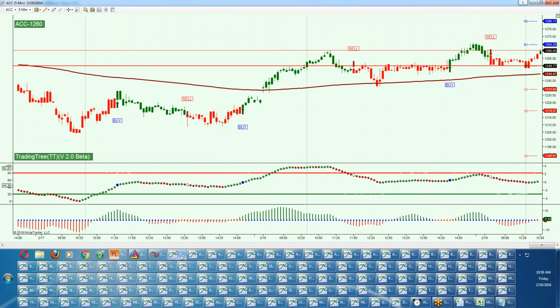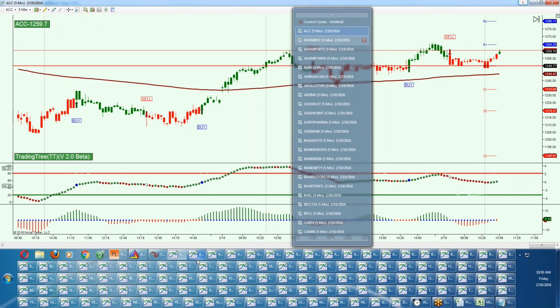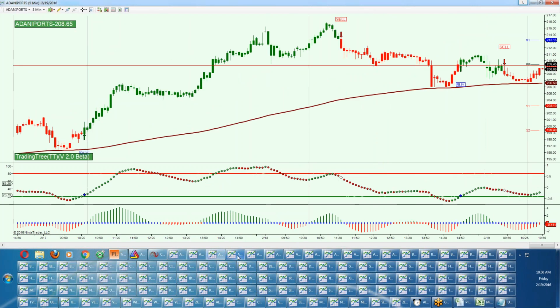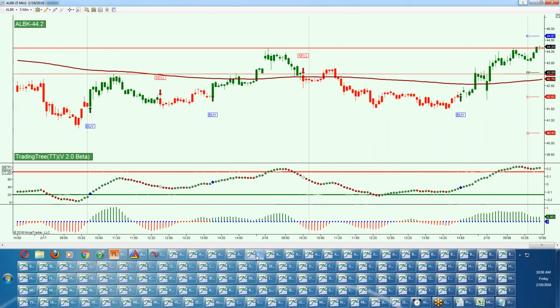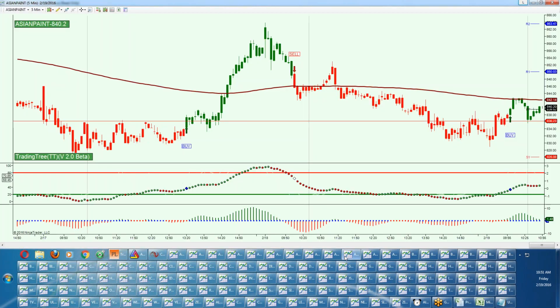And we should get a buy in ACC. So Nifty is in green now. So ALBK, the target can be 4460. You know that we have a buy here. So we can expect another 40 paise on this particular trade. So we don't need to exit. Asian Paint, you can buy again at this level, 842, 843.